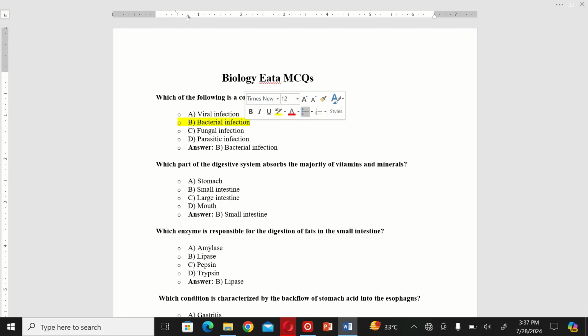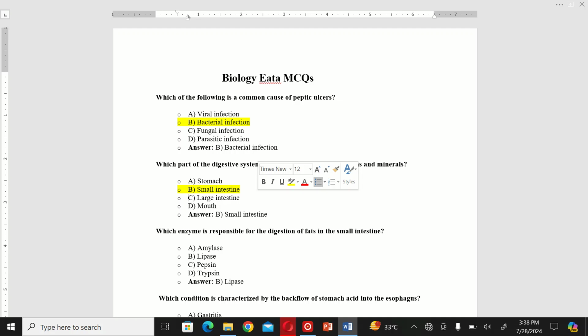Next MCQ is which part of the digestive system absorbs the majority of vitamins and minerals? A. Stomach. B. Small intestine. C. Large intestine. D. Mouth. So the correct option is B.